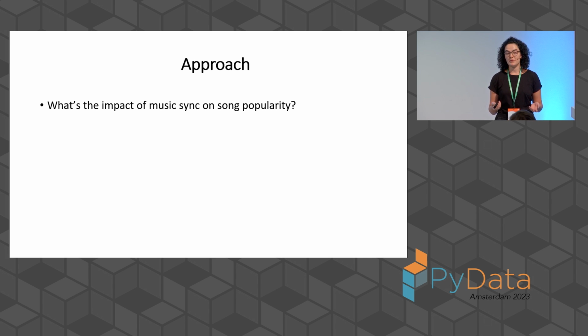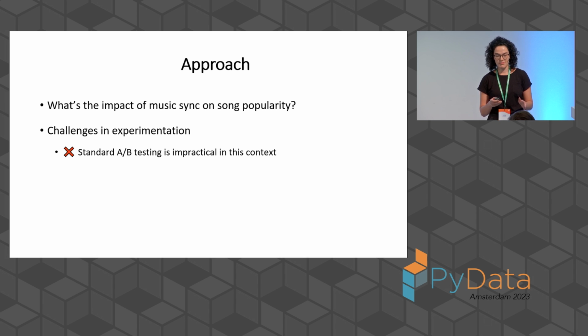If I didn't know about difference and differences, or rather, in an ideal world, what I would do is choose some random songs and assign them to be featured in some TV series, and choose some random songs not to be featured so that they will be my controls. But in this case, A/B testing is not feasible. As you can imagine, it would be really hard for me to go up to the TV show runners and say, here I chose some random songs for you. Why don't you use these in your TV show?